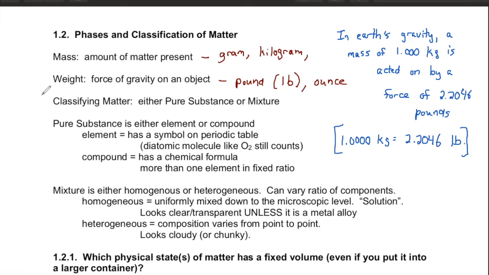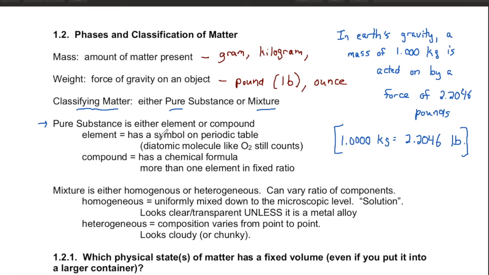Okay, no matter what amount of substance you have, or what planet you're on, we can classify the type of matter that we are talking about, either as pure or as a mixture. So that's a pretty basic distinction. Something's either all one thing or it's a mixture of different things. Then we have some subdivisions here.